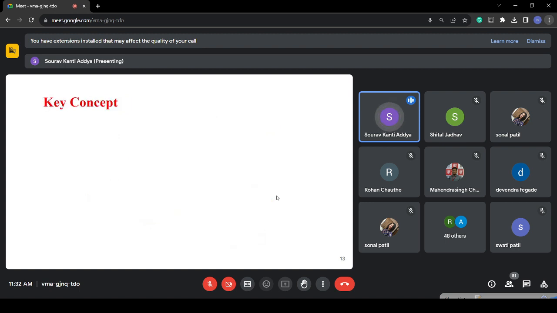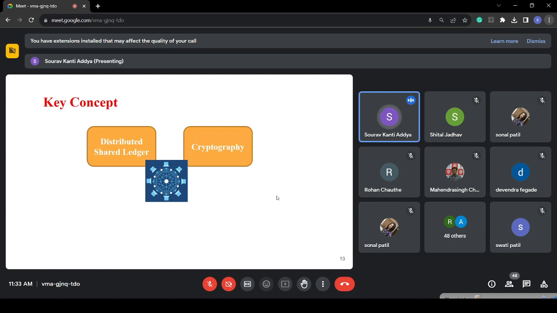So, some key concepts of blockchain, we'll go back. It basically gives you the distributed shared ledger. It gives you the cryptographic hash. It will give you the consensus among different parties or nodes or peers. And finally, it will give you the smart contract.